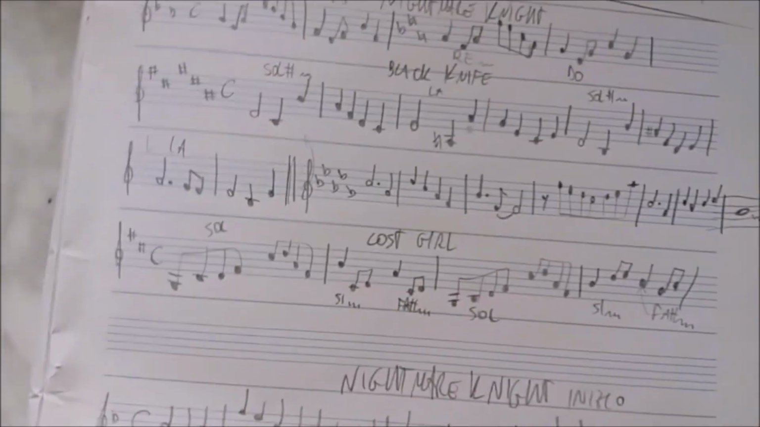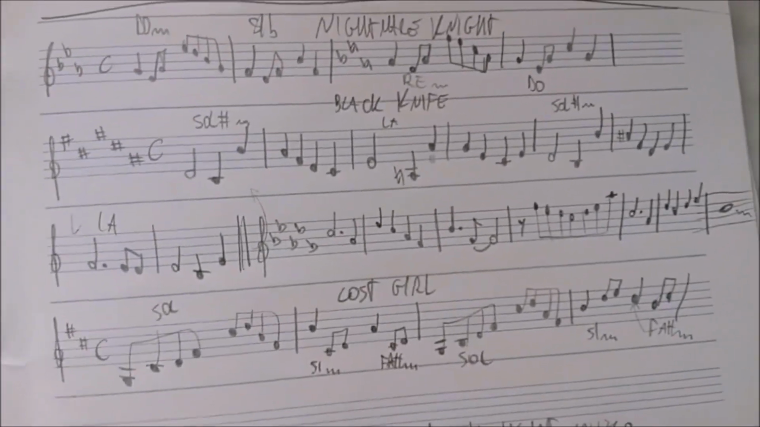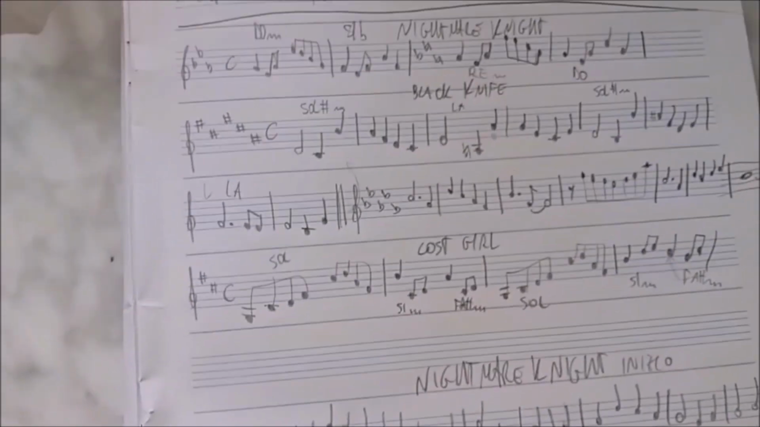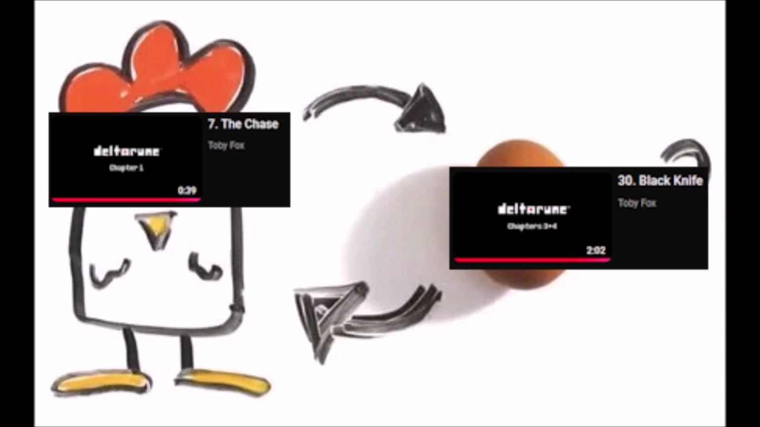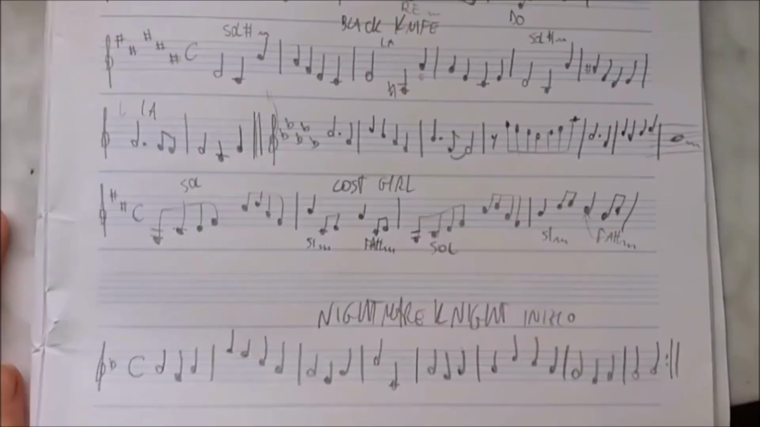And by the way, I am aware that Black Knife is mostly just the chase, but one could argue either the chase is the original and Black Knife is like the remix, or Black Knife is the original and the chase is the remix, right? Which is the original leitmotif. Either way, the original leitmotif is actually just Nightmare Night. Today I'm going to demonstrate this.